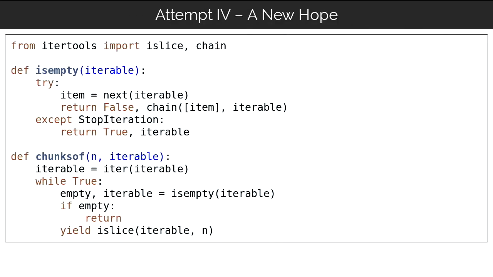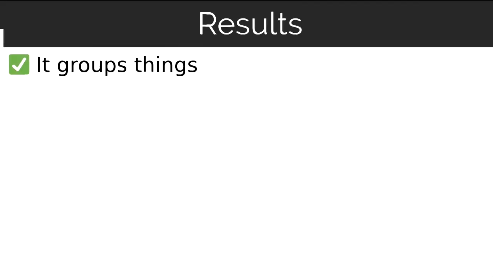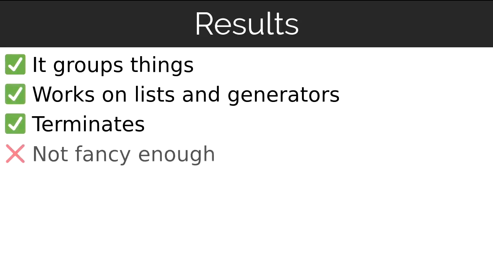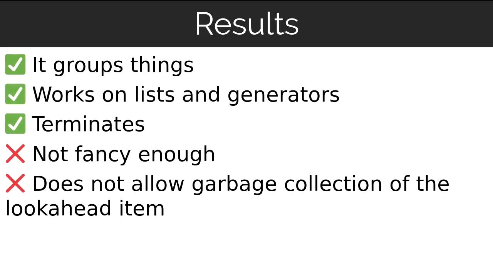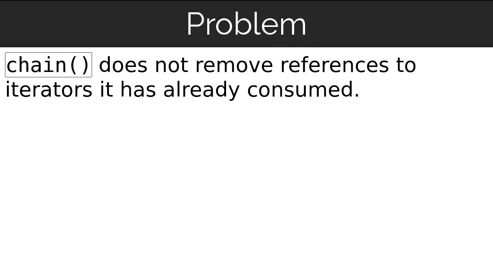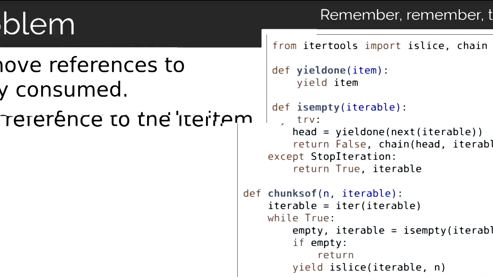So here's another is_empty that just does some chaining things. It works, and it doesn't have the garbage collection problems of tee. It groups things, works on lists and generators, terminates, not fancy enough. The first item, you can't garbage collect that one because it's in a list, and chain doesn't forget iterators once it's gone past them. So the list keeps around a reference, and then you've still got problems. So can't do that one.